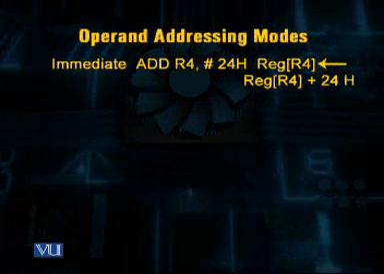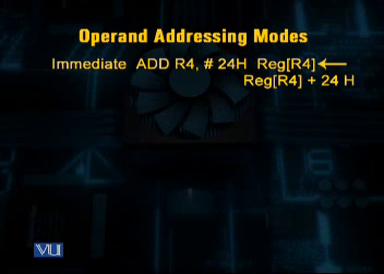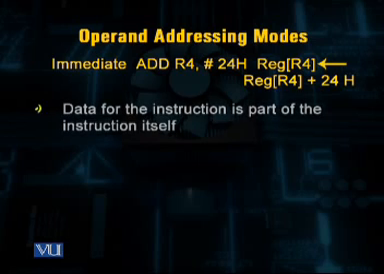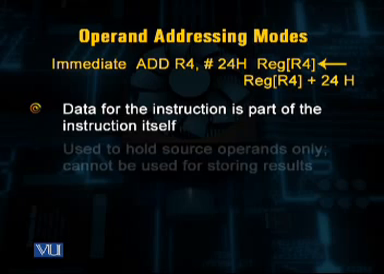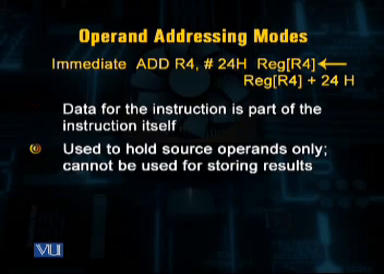This is represented in the register transfer language by saying that the register R4 receives its result from the sum of the contents of the register R4 and an immediate value 24 hex. Here, the data for the instruction is included in the instruction itself. Therefore, it is used where we want to hold the result also in one of the registers.